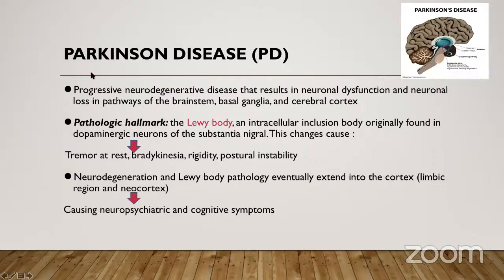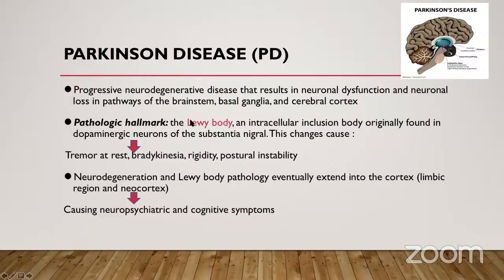First of all, we will talk about Parkinson disease. It results from neuronal dysfunction and neuronal loss in pathways in the brainstem or the basal ganglia, especially the substantia nigra, or the cerebral cortex, which leads to a progressive neurodegenerative disease. The pathology we find is Lewy body accumulation in dopaminergic neurons, especially in the substantia nigra, and the Lewy body is an intracellular inclusion body.